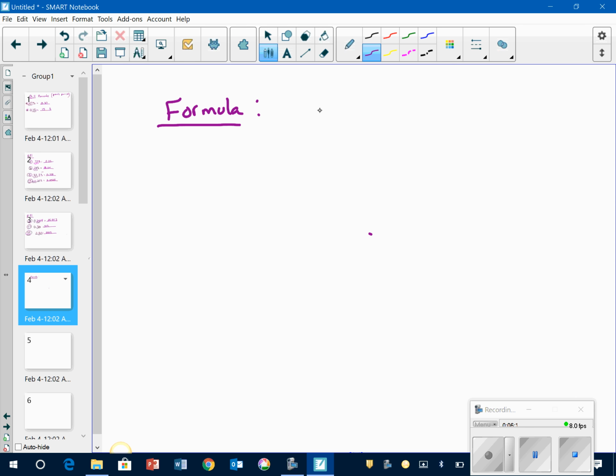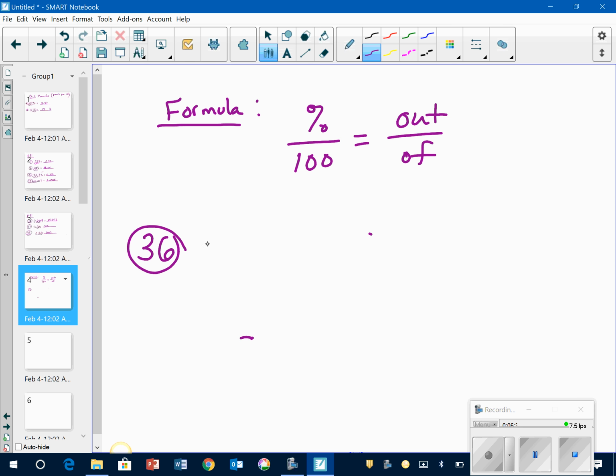So your formula is going to be percent over 100, and then the word out over of. And then what we're going to do, this is ratio proportion, we're going to cross multiply. Okay. So for your first example, number 36, you're just going to plug in the numbers.